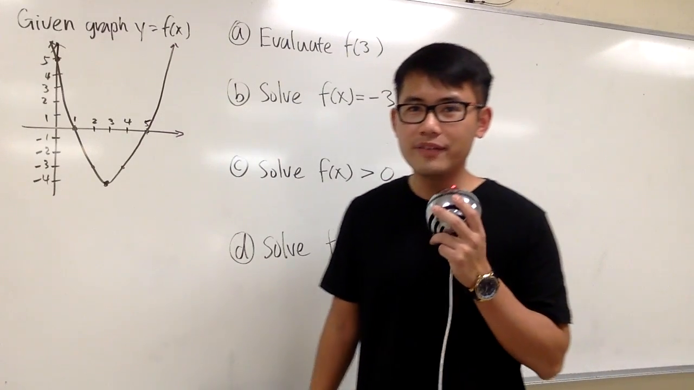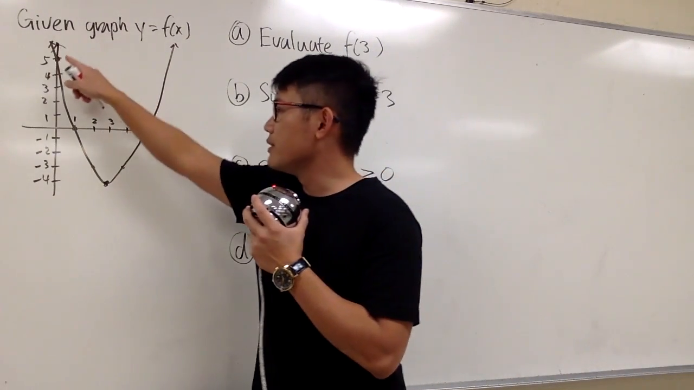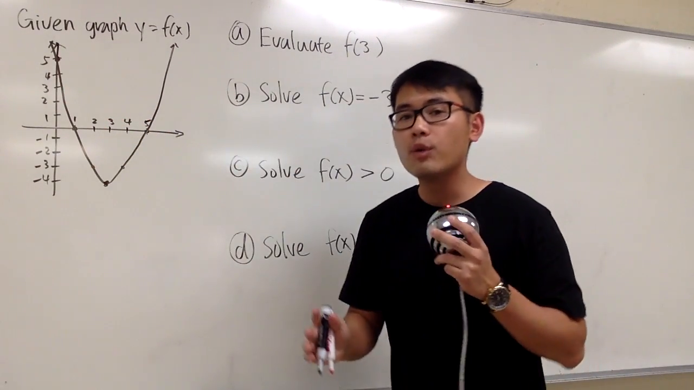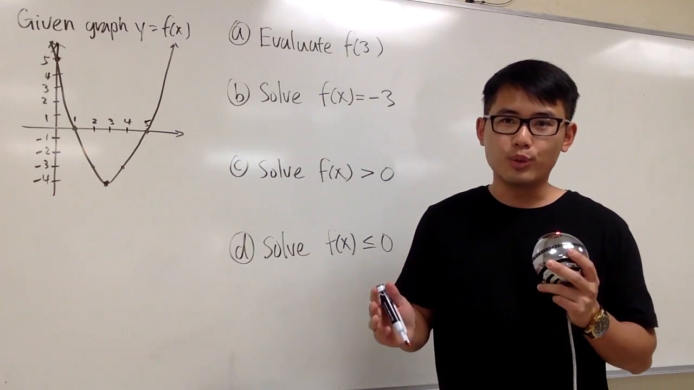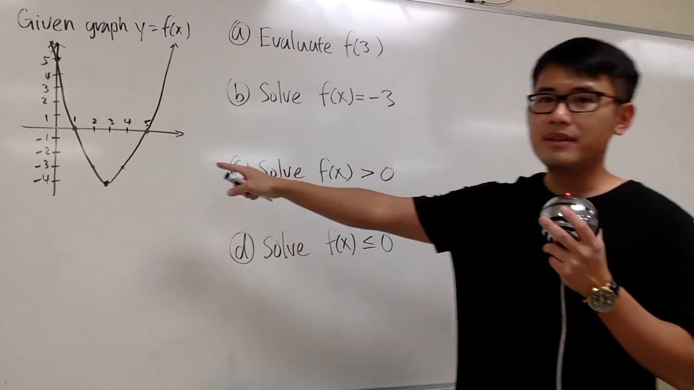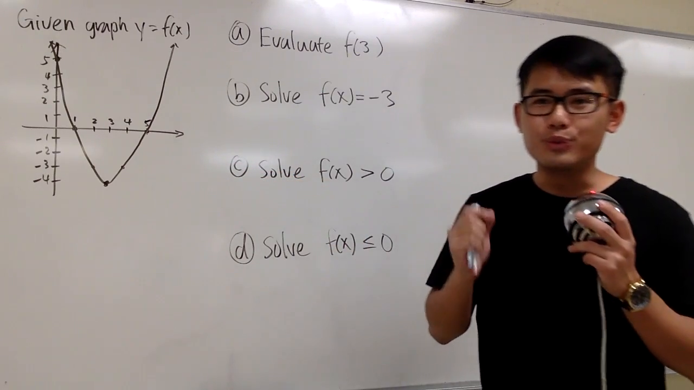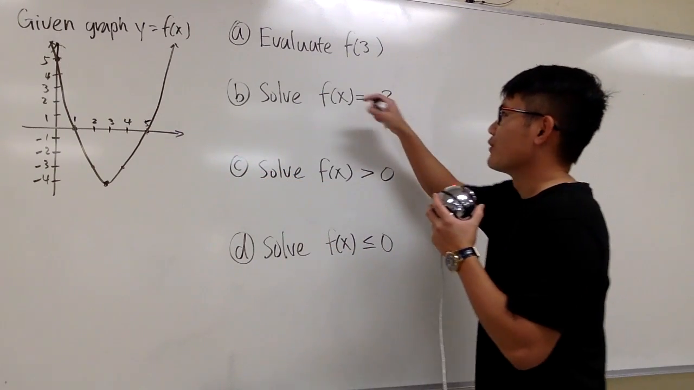Okay, in this question, we are given a graph for f of x, and you know this is a parabola, right? And then we are going to answer these questions. And the thing is that we don't have the equation to work with. Everything is depending on this graph. So we have to know how to read the graph and also read the question, of course.